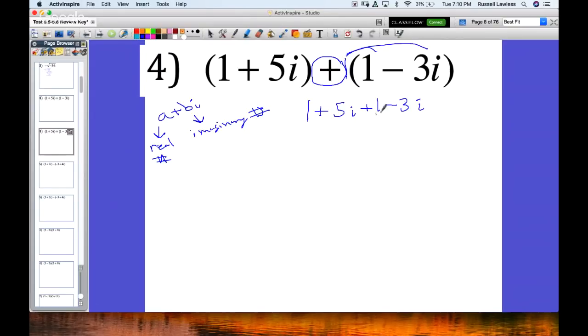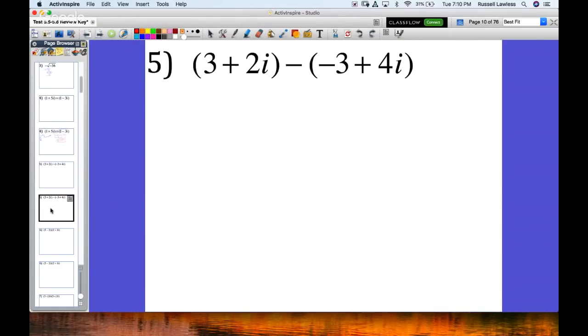So 1 times 1 is a positive 1. 1 times negative 3i is a negative 3i. And then you just combine like terms. When we combine our like terms, we'll get 1 plus 1 to get 2. And then we combine 5i and negative 3i to get plus 2i. And this is the form that we want. This 2 plus 2i is that a plus bi format. So we like that very much.